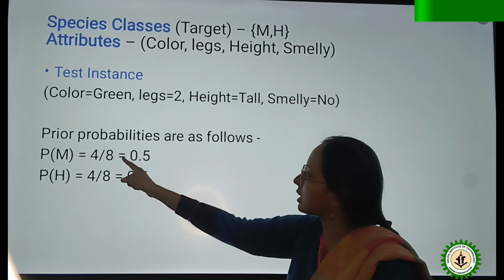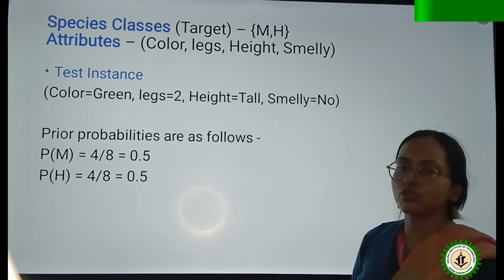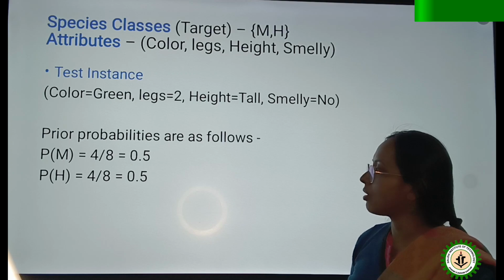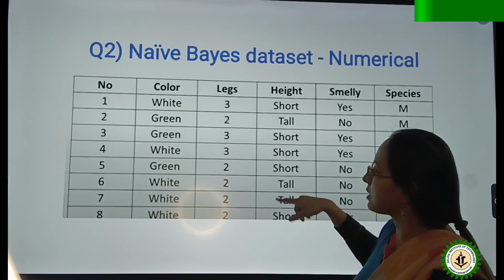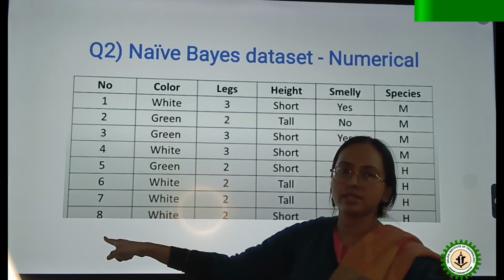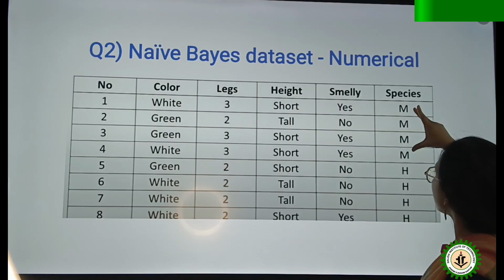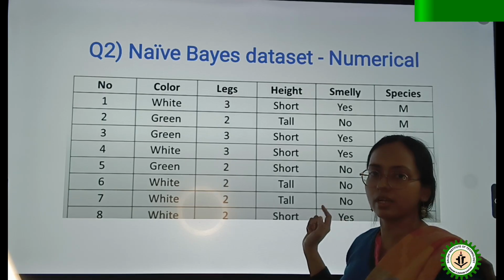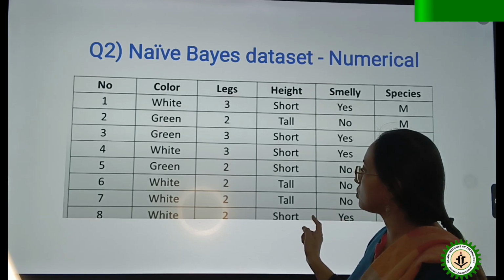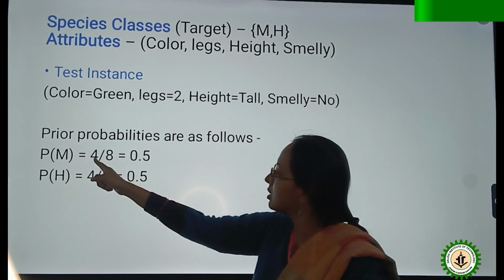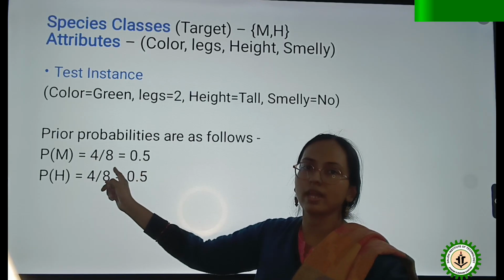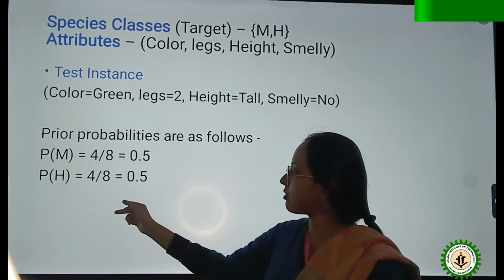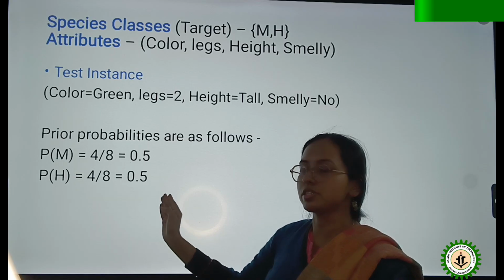I want to predict that. For that I need to calculate the prior probabilities. As you know already, you have a total of 8 records, starting from 1 and ending at 8. You have 4 values which fall under the M class and 4 values which fall under the H species. So there are two classes, M and H, and your probability will be simple: 4 by 8, which is 0.5, and 4 by 8 for the other as well, which is 0.5.